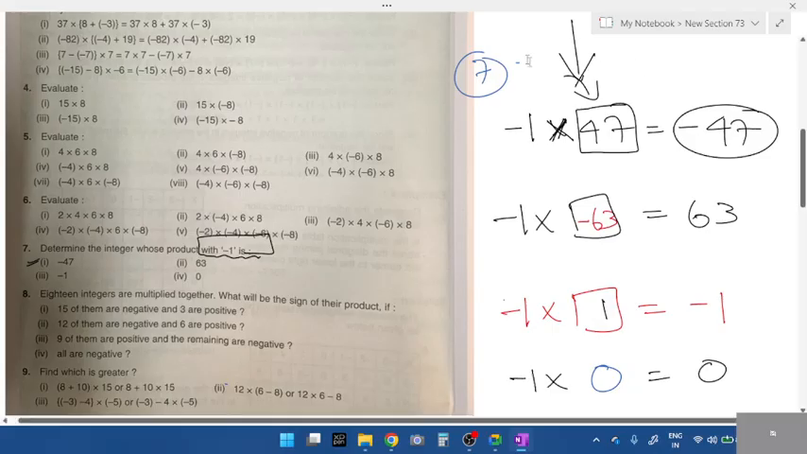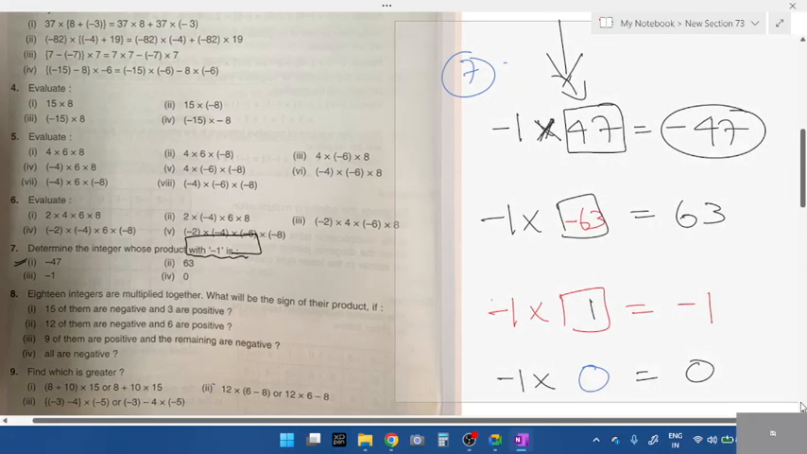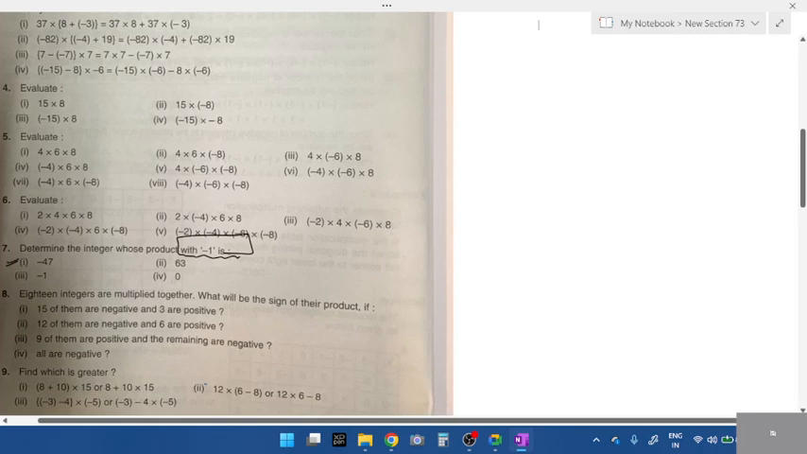Completed? Okay, look at the eighth question, Alicia. What is given in the eighth one? 18 integers are multiplied together, right? What will be the sign of the product if 15 of them are negative? Fine. 15 are negative, 3 are positive. I'll teach you one rule here. I'll teach you a concept.